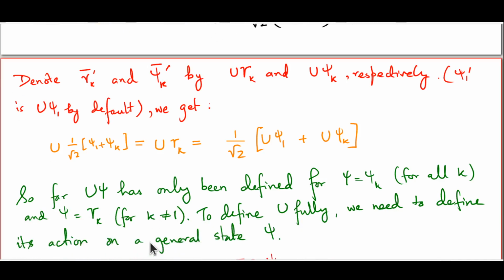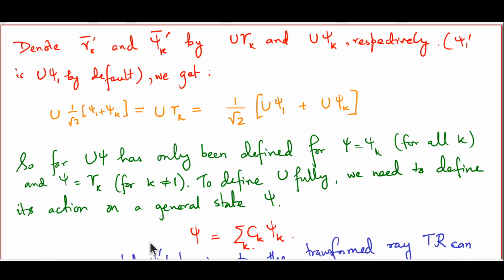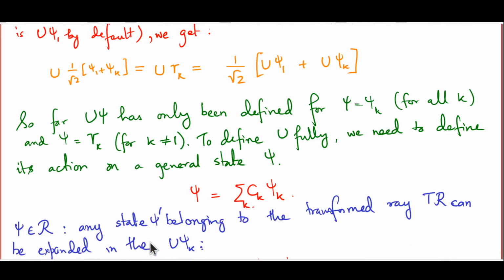So, what we need to do is take a look at an arbitrary general vector psi. So, psi, which is given by the sum over k of ck psi k, where ck is just any arbitrary bunch of complex coefficients. Now, psi belongs to some ray R, of course, and what we can do is take a state psi prime which belongs to a transformed ray TR, and because the U psi k's are all orthonormal and complete, I can always write psi prime as the sum of ck prime times U psi k.